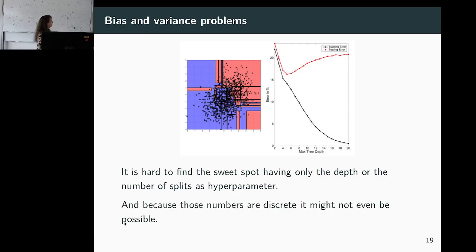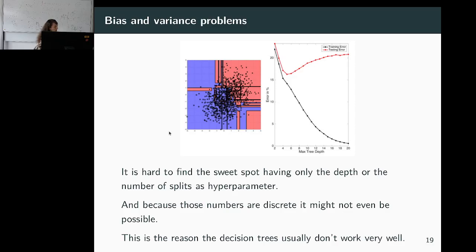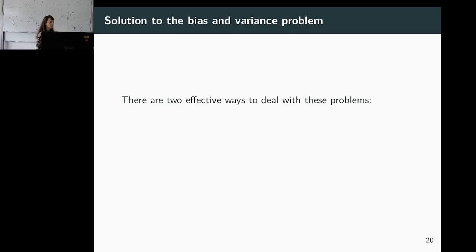Yeah, because of the number of splits, it might not even be possible to find this sweet spot. So this sweet spot is where we are not overfitting much. And this is the reason why decision trees usually don't work very well without anything else. They are really bad without any modification.